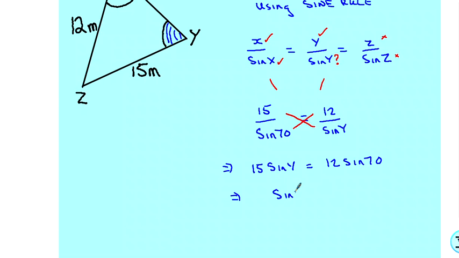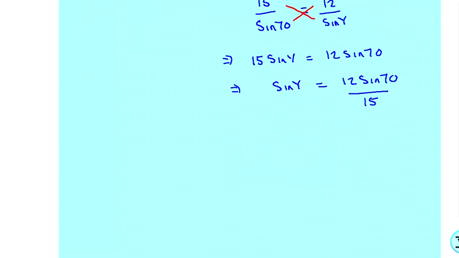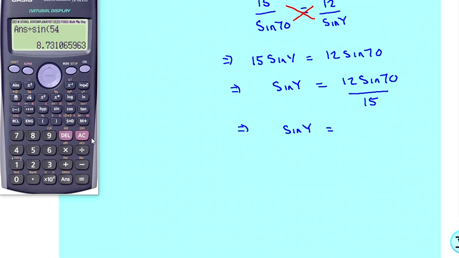And then take the 15 over, so I've got sine y equals 12 sine 70 divided by 15. Now I've got one extra line of working in these types, but let's work that out first. So sine y is equal to 12 times sine 70 divided by 15, which is that horrible thing, 0.7517.